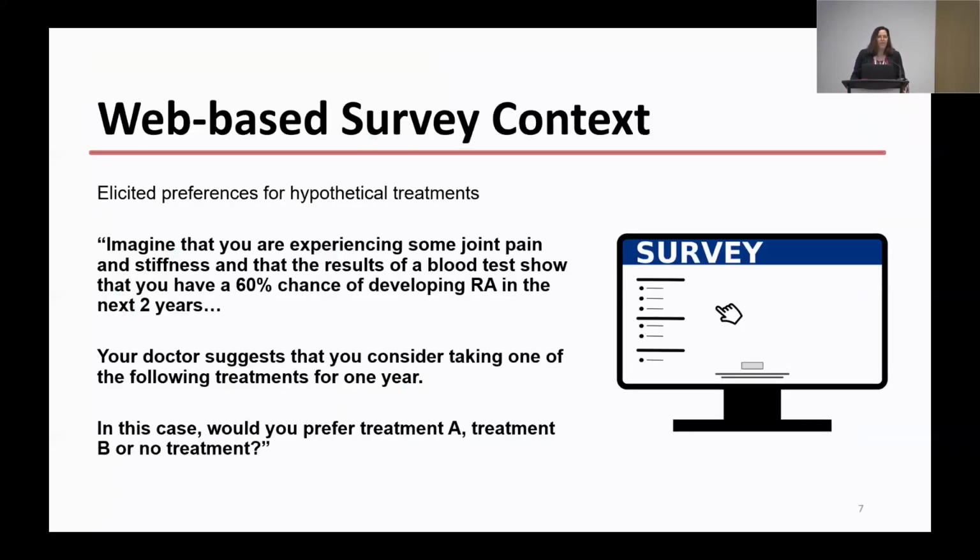So the other thing that preference studies have is a vignette. And I'm not going to read this one to you fully, but it talks about, imagine you're at risk of RA, but there could be a medicine. And this is what's going to happen, and your doctor suggests a treatment. Which one might you prefer? And you could also pick nothing. So that's considered an opt-out.